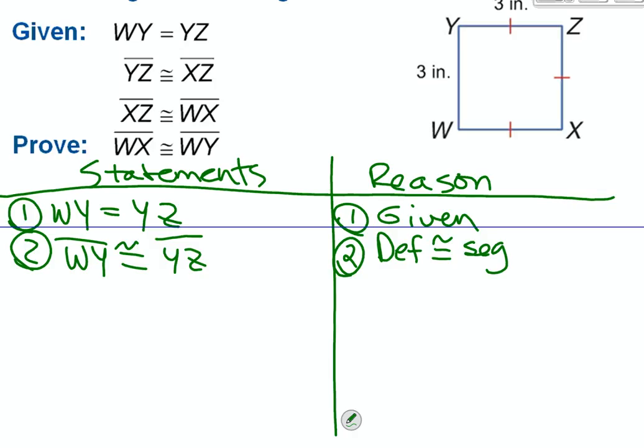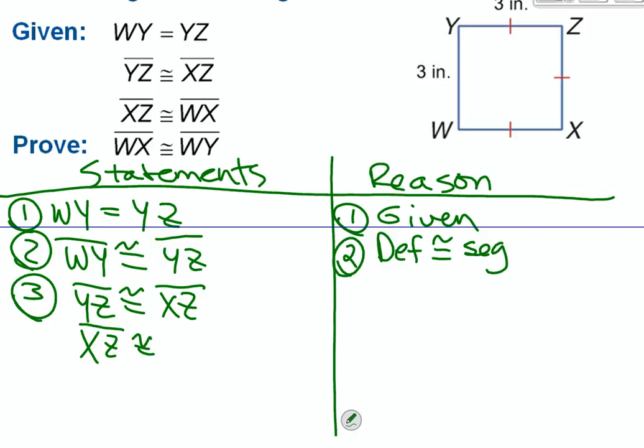Now I'm going to put in the rest of these. Alexis, go ahead and read these to me, and then tell me why we're putting them in our proof. That'll be statement 3. So segment YZ is congruent to segment XZ, and segment XZ is congruent to segment WX. And what's the reason for that? The given.